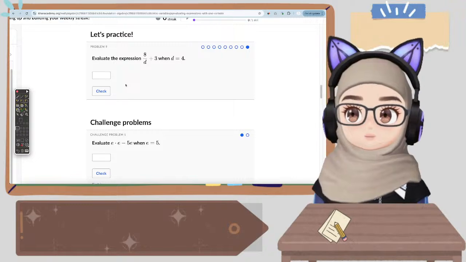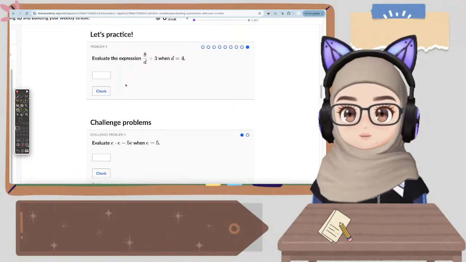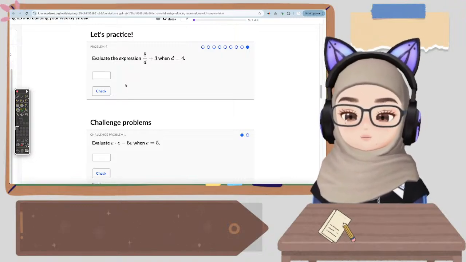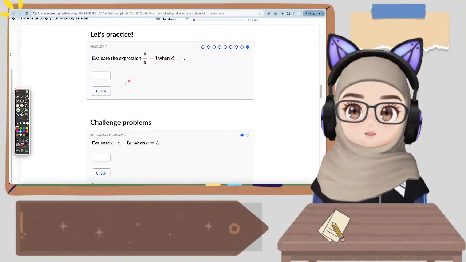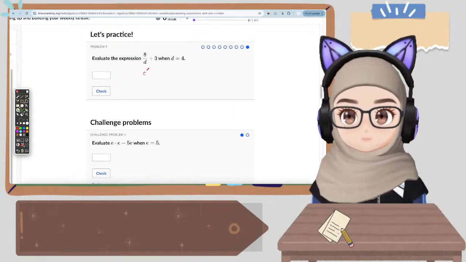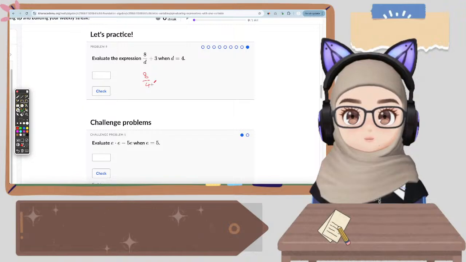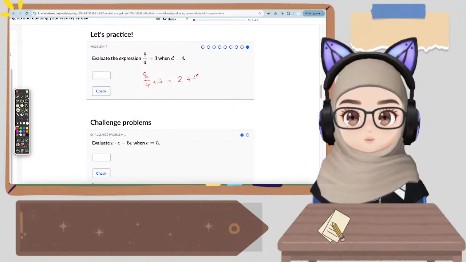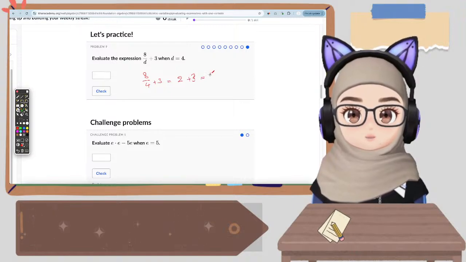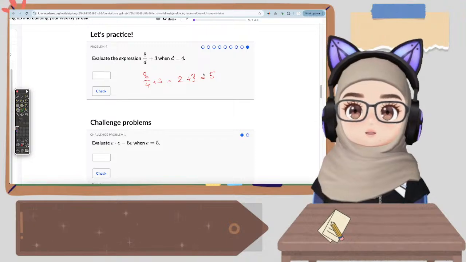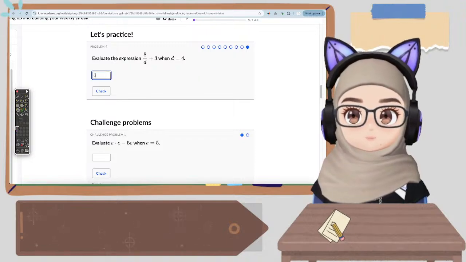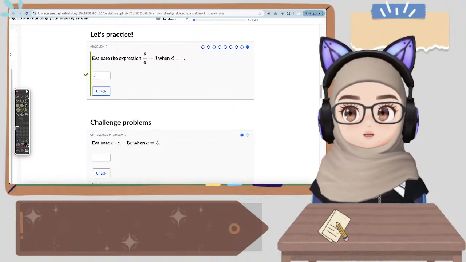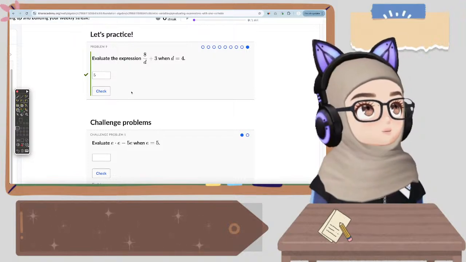Oh god, division already? No. Oh, okay, it's going to be easy because it's 8 divided by 4. So 8 divided by 4 plus 3. Division takes precedence, so that's 2 plus 3. That's 5. Yay. Math. We did it. Practice number 1. All done.